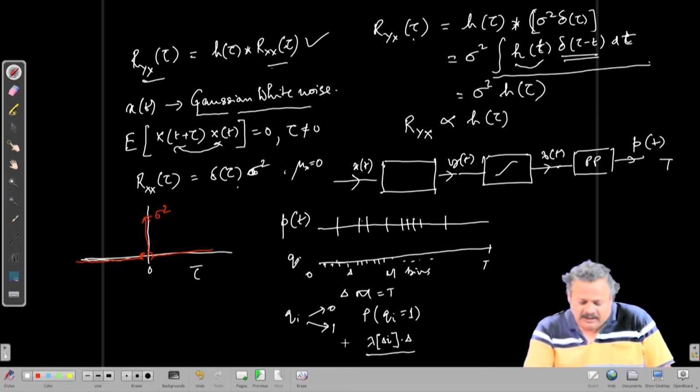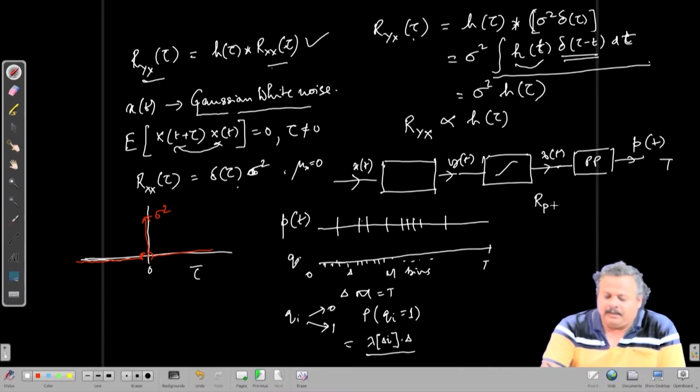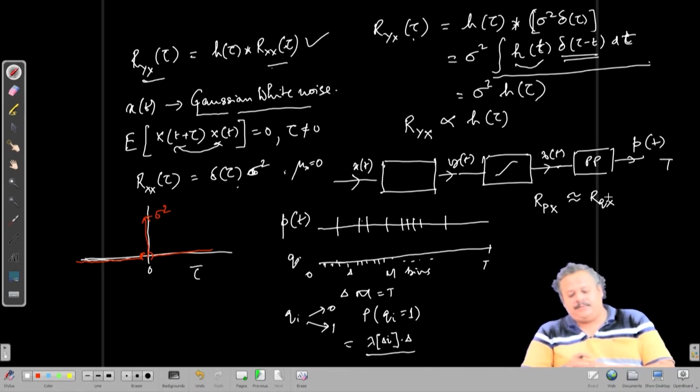So keeping this relation in mind, we can go forward with one more catch here, that is, since this delta is very small, we will assume that our Rpx, let us say we will cross correlate the pulse train or the spike train with the input x, is going to be close to our Rqx. There is a little bit of a jump here, but for the purposes of this course, we will say that this approximation is valid, although there are a number of mathematical treatments that are required in order to make this assumption, because we have a delta function in the Pt from which we are coming to the Rqx.